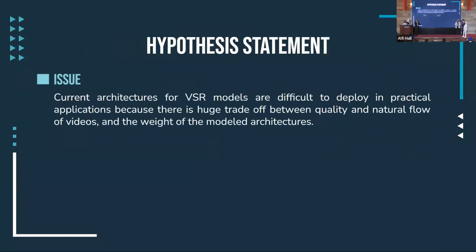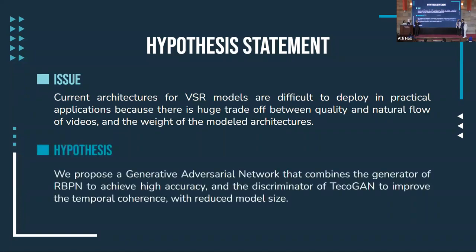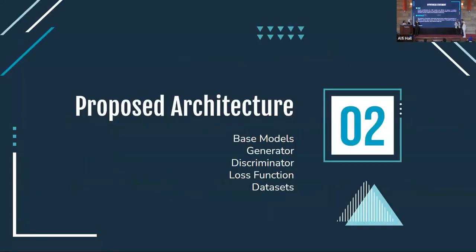This leads us to our hypothesis. The main issue is that current models for VSR are hard to deploy because of the heavy weight of the models and the trade-off between the weight of the models, the quality of the video, and the natural flow of the generated video. This is why we are proposing a model which integrates 2 of the state-of-the-art models. It combines the generator of TicoGAN with the discriminator of RBPN to improve the temporal coherence and maintain the quality of the generated video. Part of the training occurs in the discriminator, which keeps the model size constant and enhances the quality of the video. Now, Zahra will continue with the proposed architecture.